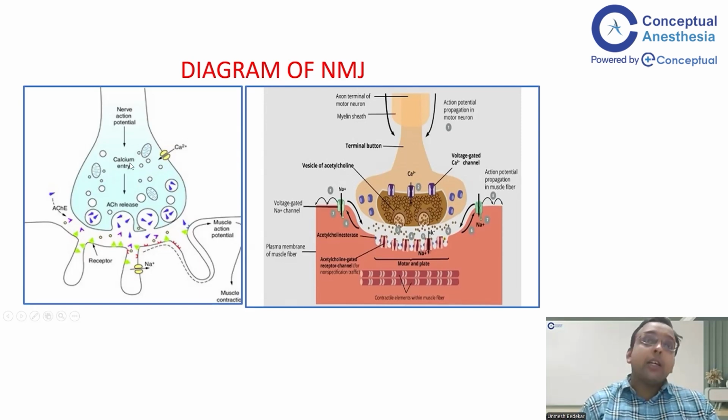Now, our muscle relaxant antagonism, neostigmine, is an acetylcholinesterase inhibitor. It inhibits this enzyme, which ultimately helps our acetylcholine to reach the other side of the membrane and effectively cause muscle contraction. So this is a basic diagram of a neuromuscular junction.